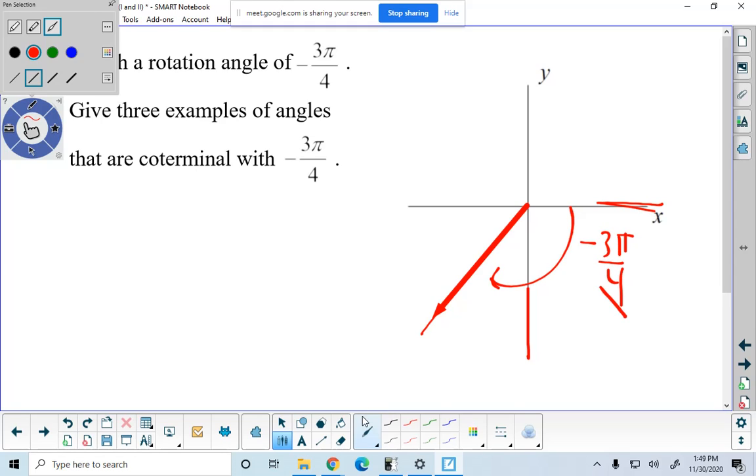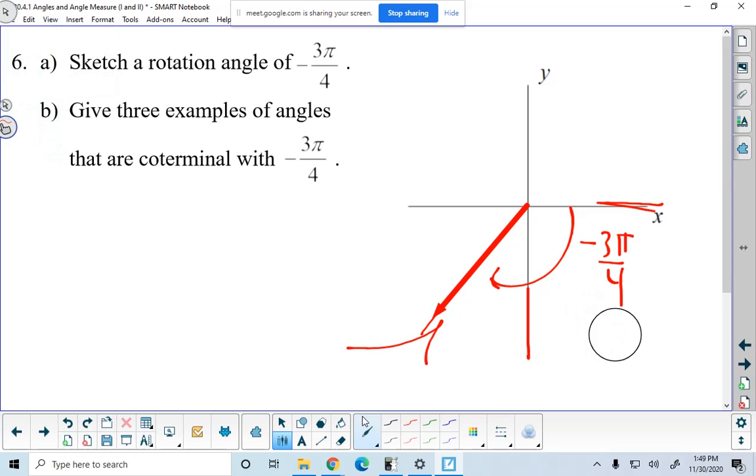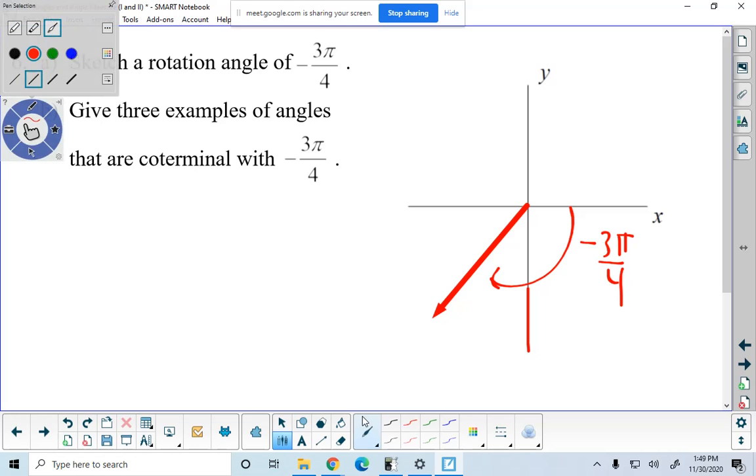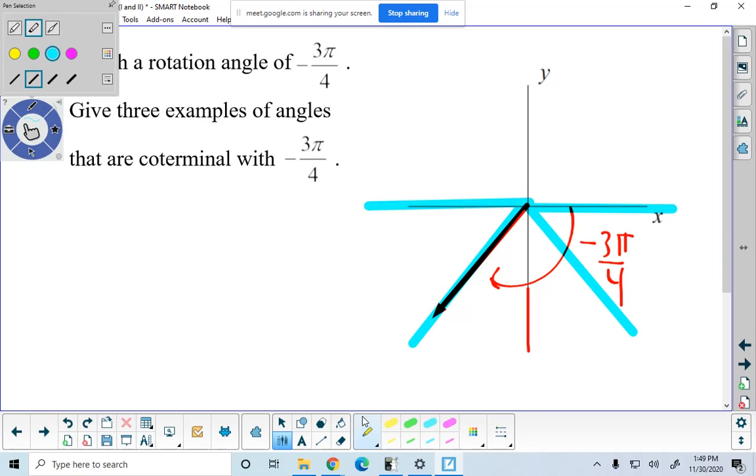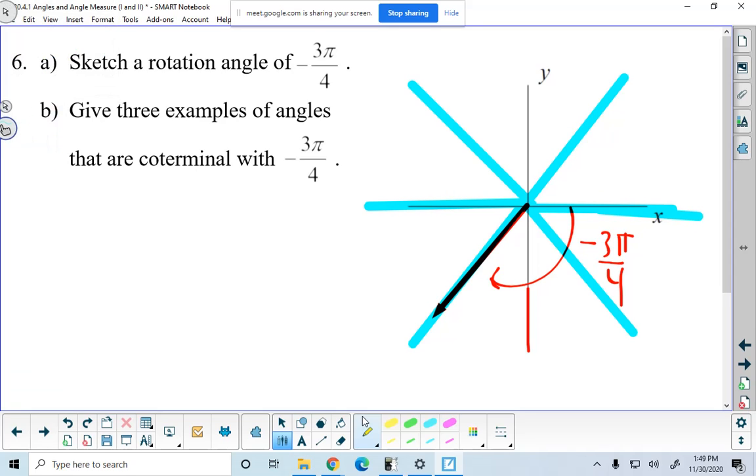Now I'm going to count off coterminal angles because to me it's just a little easier to explain. That's negative 3 pi over 4. 0, negative 1, negative 2, negative 3, negative 4, negative 5, negative 6, negative 7, negative 8 pi over 4.